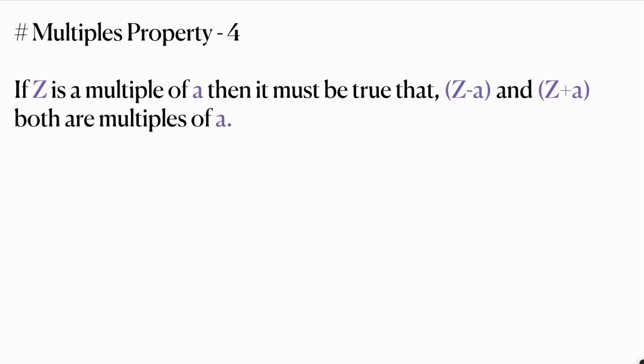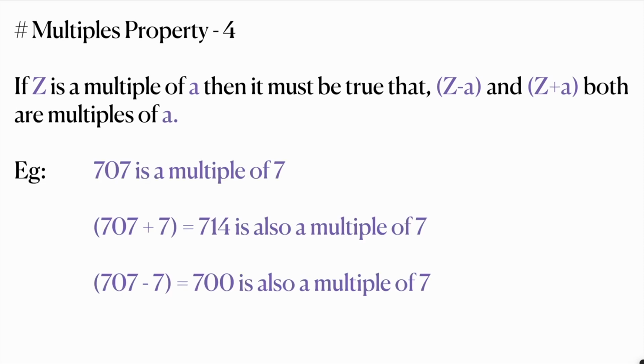Multiples Property 4. If z is a multiple of a, then it must be true that z minus a and z plus a both are multiples of a. Let's see how this can be done. For example, 707 is a multiple of 7. That is very much visible. So 707 plus 7, that is 714, is also a multiple of 7, because if we divide it by 7, it comes out to be 102 and no remainder given. And also 707 minus 7, that gives out to be 700, is also a multiple of 7.